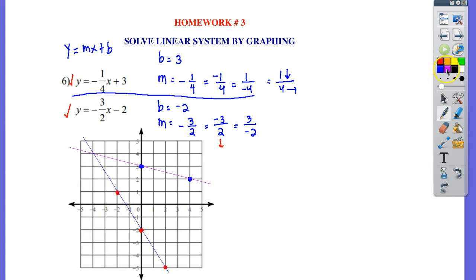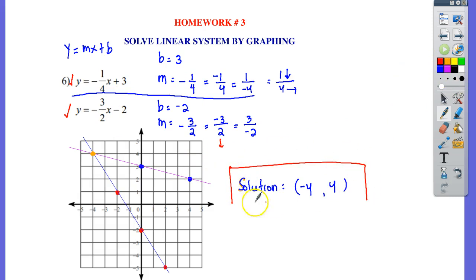As you can see, these 2 lines are crossing right here. Let's use a different color. Right here. So the solution would be the coordinates of this point, which is, let's see, 1, 2, 3, 4, 4 to the left, so that's negative 4. And then 1, 2, 3, 4. Up 4, so that's positive 4. So the solution to this system is negative 4 and positive 4. All right, next problem.